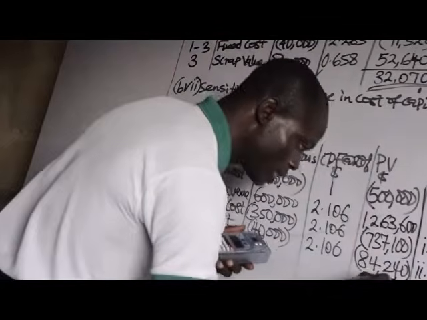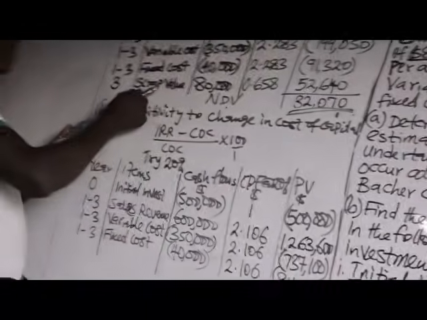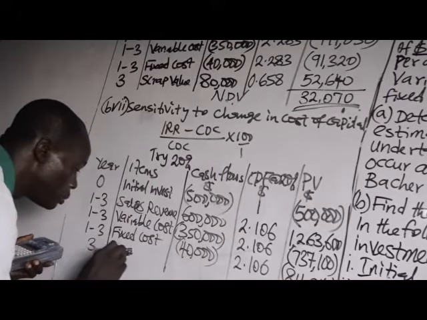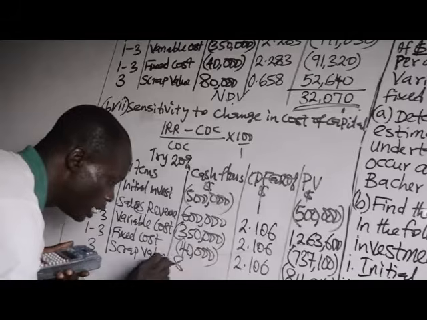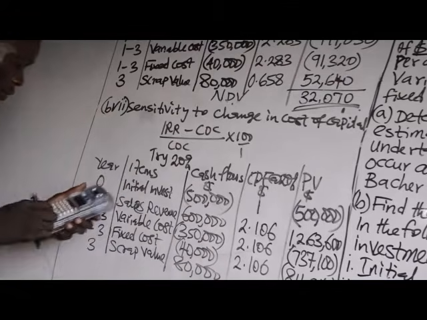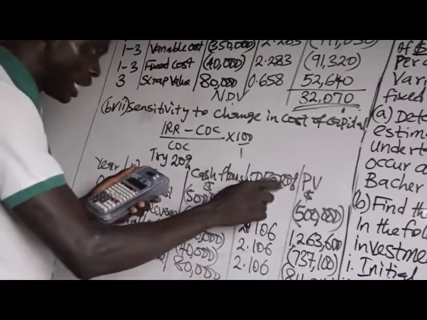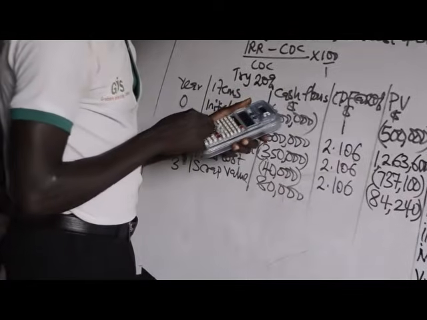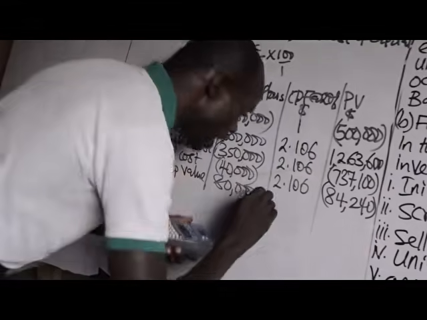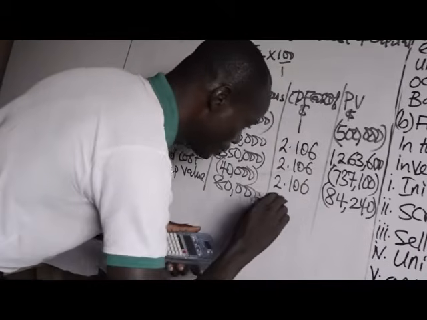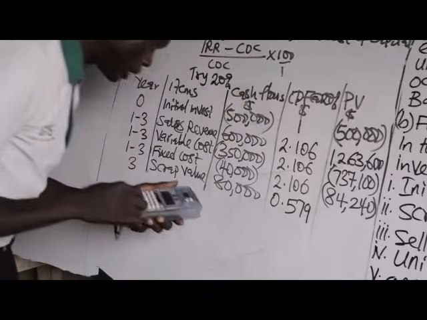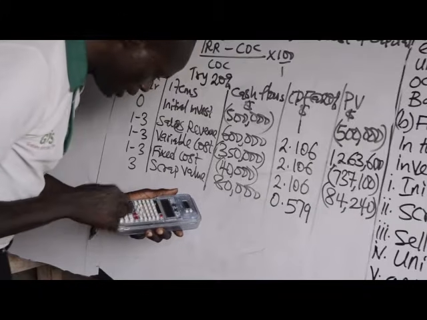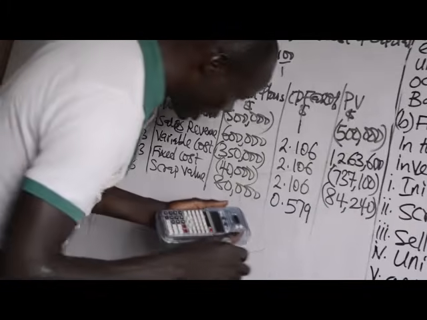That is fixed cost. The last item is the scrap value of 80,000, year 3. That is an inflow. Then the discount factor at 20% for year 3 alone: 1 divided by 1.2 raised to power 3. That is 0.579. What is the present value of that? 80,000 times 0.579. We have 46,320.